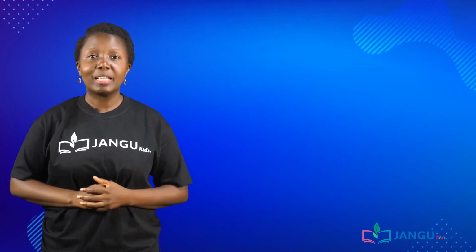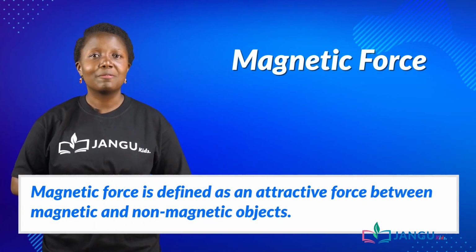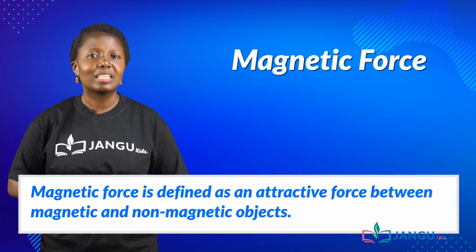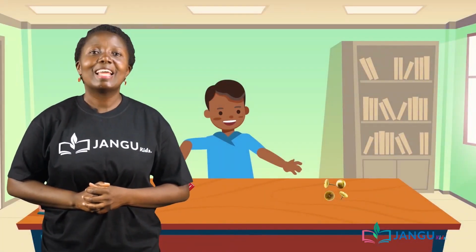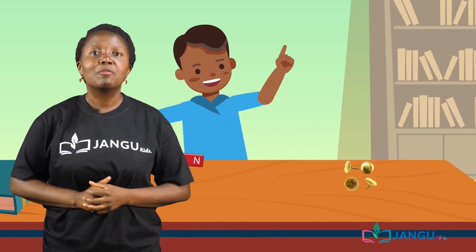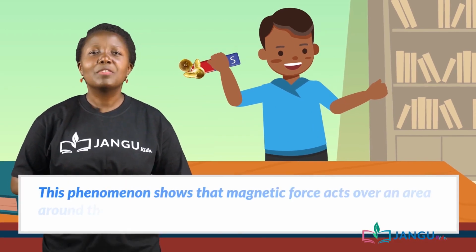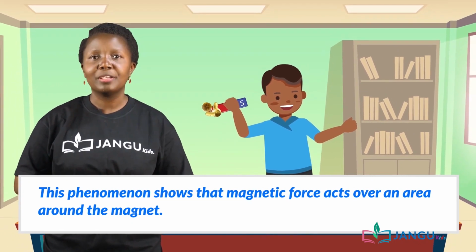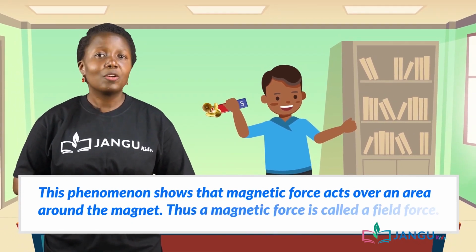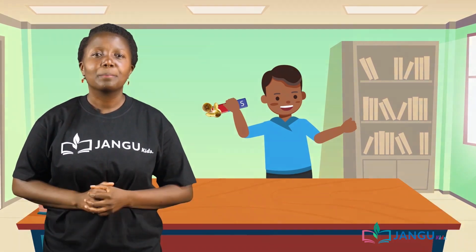Let's now look at magnetic and gravitational force. Magnetic force is defined as an attractive force between magnetic and non-magnetic objects. For example, a magnet can attract iron filings before the magnet comes in contact with the iron filings. This phenomenon shows that magnetic force acts over an area around the magnet. Thus, a magnetic force is called a field force.